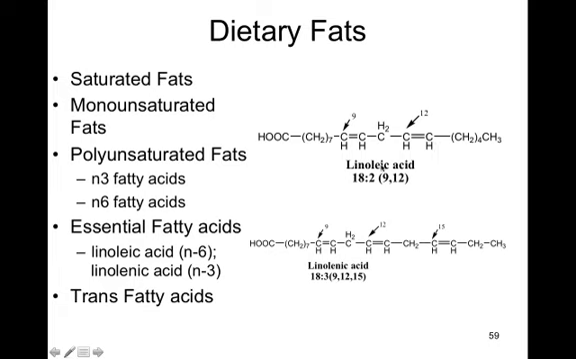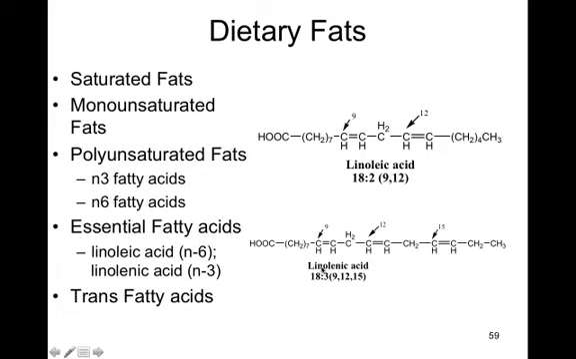And then this is an omega-6 fatty acid. What makes it an omega-6 fatty acid is that the last double bond is 6 carbons away from the tail of the fatty acid. Considering that there are 18 carbons, the last double bond on this fatty acid is on the 12th carbon, making it 6 carbons away from the end of the fatty acid. That makes it n-6, or omega-6 fatty acid.